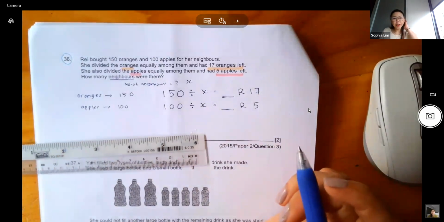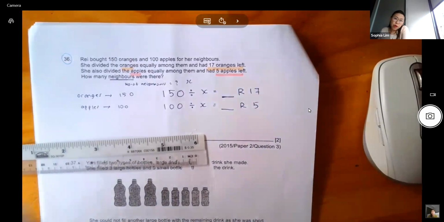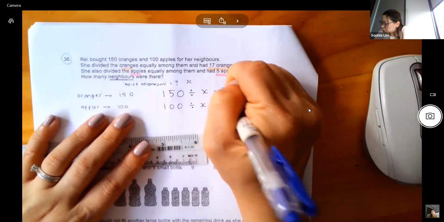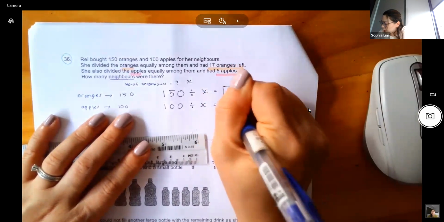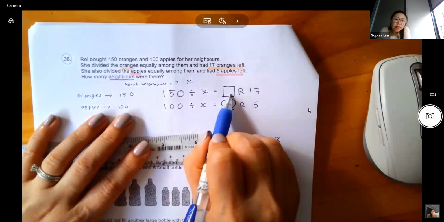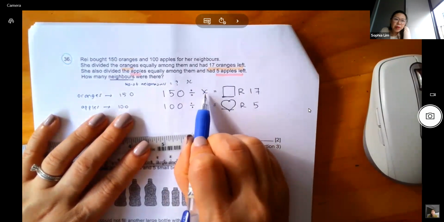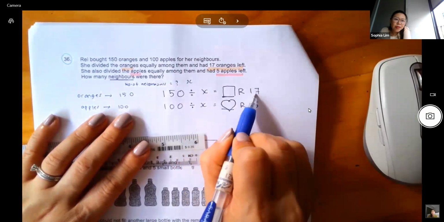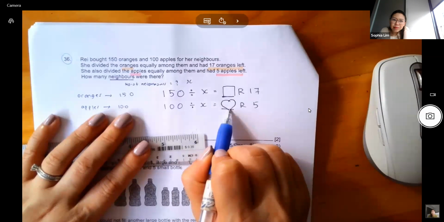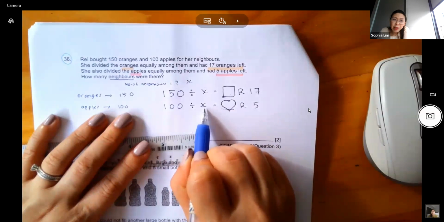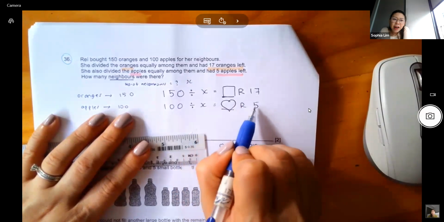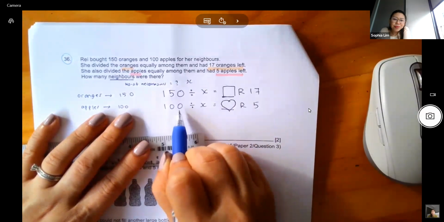So there are no other ways, but I think a lot of you are quite good with your quotient and remainder. You know that this quotient, I put a heart shape, because these 2 quotients may mean different things. This quotient multiplied by the number of neighbors plus 17 will give you 150. This heart shape multiplied by the number of neighbors, that means each neighbor receives this number, plus 5 will give you 100.